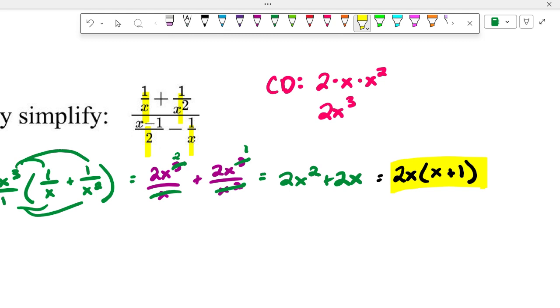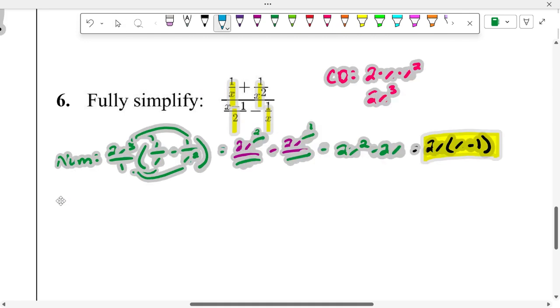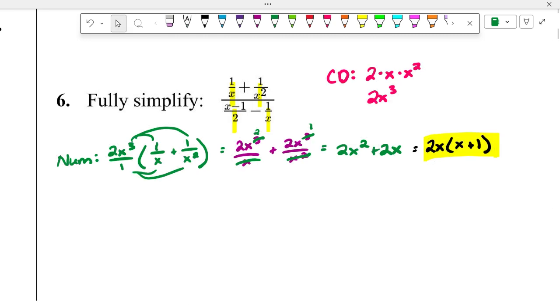We're going to do the same thing for the denominator. All right. So now, I meant to put a plus. I screw up sometimes if I don't pay attention. So, denominator. All right, same thing. 2x cubed over 1, multiplying it to x minus 1 over 2 minus 1 over x.